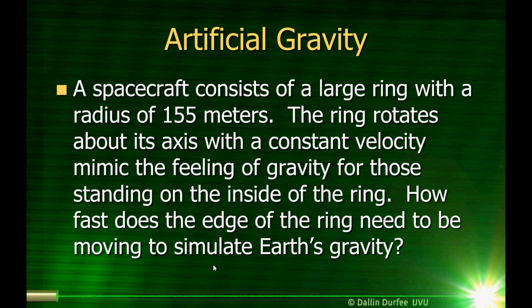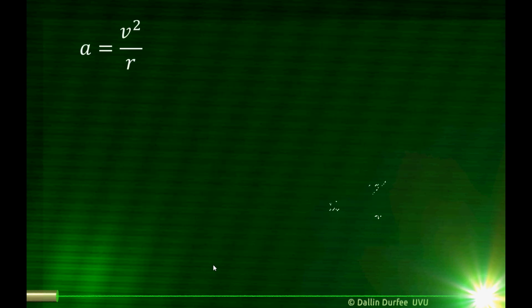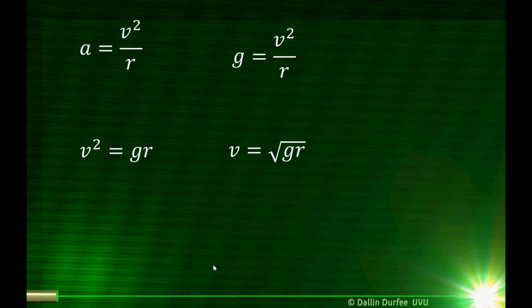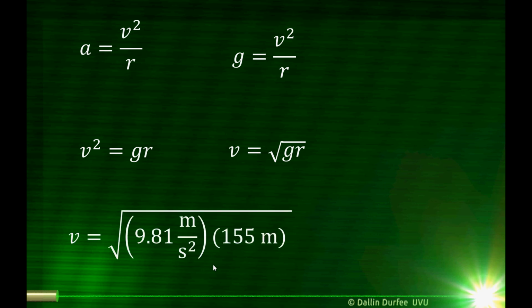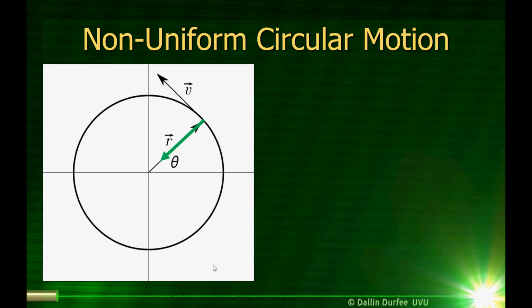All right, well, we know that the acceleration of something standing on the ring is just v squared over r, but we want that acceleration to simulate gravity. We want it to be equal to g. So now I just solve this for the velocity. I multiply both sides by r, take the square root, there's the velocity. I plug in my numbers, and I find that the velocity needs to be about 39 meters per second. All right? Okay, now let's talk a little bit about non-uniform circular motion.